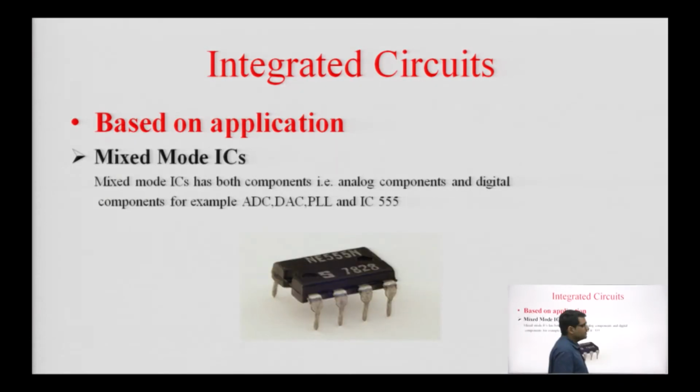Now, next, based on the application, the third category is the mixed mode IC. Mixed mode IC has both components, that is the analog component and digital component. One specific unit of integrated circuit dedicated to this is known as mixed mode IC. For example, ADC, DAC, analog to digital conversion and digital to analog conversion, PLL, phase locked loop, and IC 555 timer is an example of mixed mode IC.